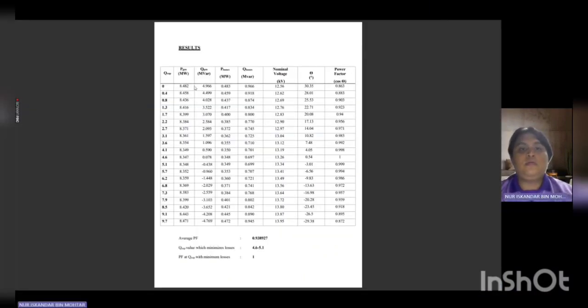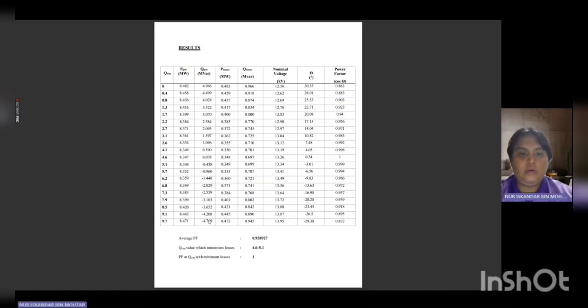So this is the result that we get from the simulation. Our reactive power that we use is 0 to 9.7 MVAR. There's a pattern in this result that you can see here: the actual power from the generator, from 8.482 until 4.6, decreases. The same for the reactive power of the generator and the actual power losses and reactive power losses. After the 4.6 reactive power on the switch shunt, it increases back.